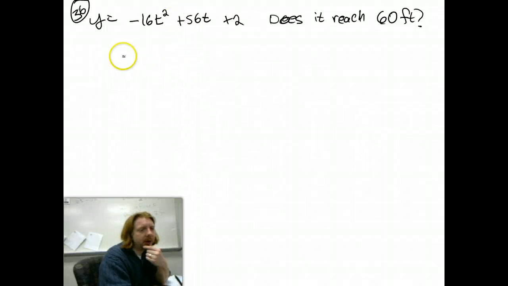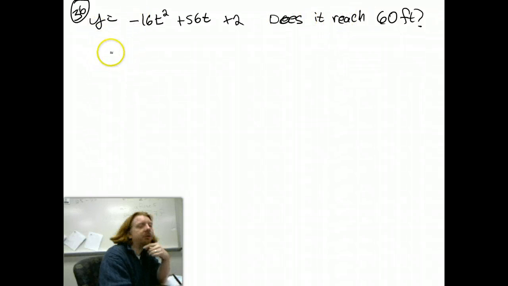All right, so the question was, the height is given by that equation. Does it reach that height? And we're going to use a discriminant for this.